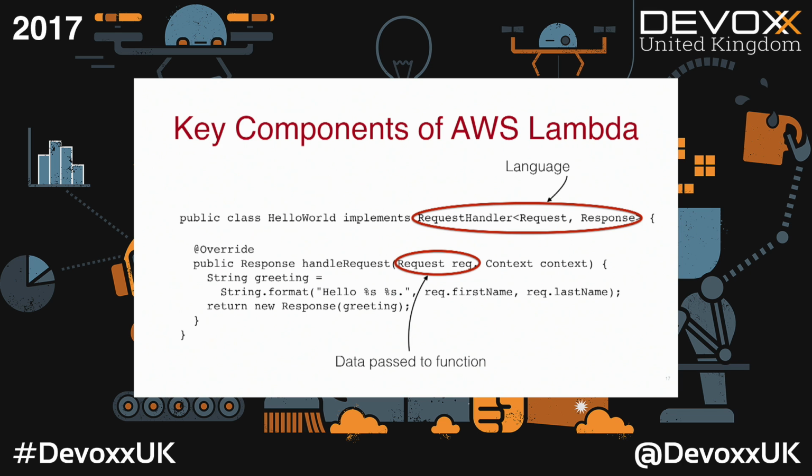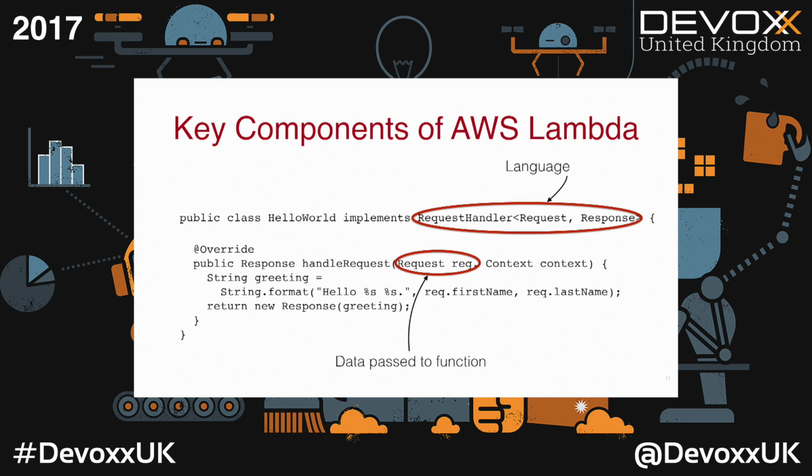In the request is where you get the data passed to the function, like parameters that come to you, like JSON data, etc. And then in the context, you get some of the runtime aspects of it, where you can operate upon it and then return the result back if you need to. So that's a very simplistic way of saying what each Lambda function will look like.